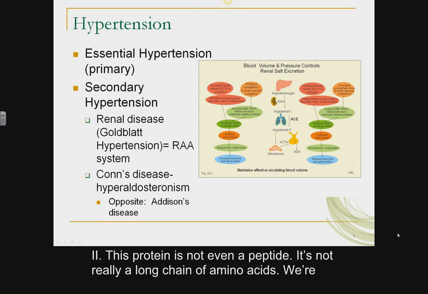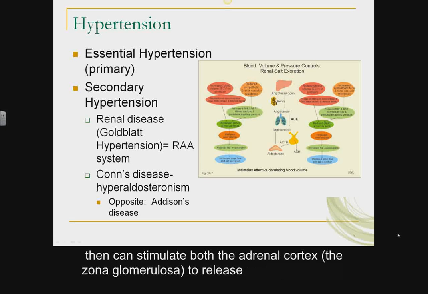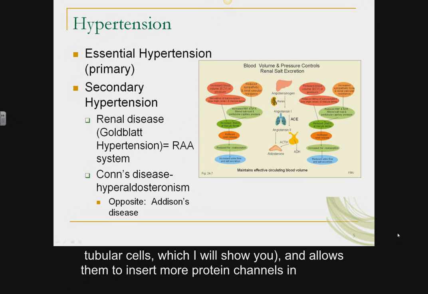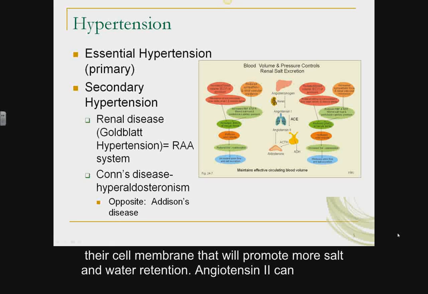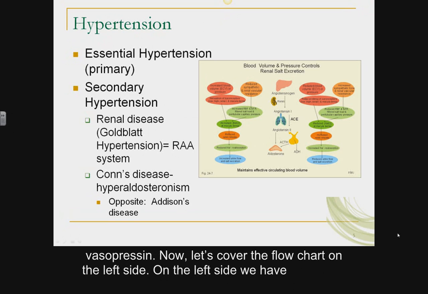This protein is not even a peptide. It's not really a long chain of amino acids. We're talking like 6 or 8 amino acids in length. It's really a small molecule. And the angiotensin 2 then can stimulate the adrenal cortex, the zona glomerulosa, to release aldosterone. The aldosterone is going to target the kidneys, specifically the late distal convoluted tubular cells, and allows them to insert more protein channels in their cell membrane that will promote more salt and water retention. Angiotensin 2 can also stimulate the release of ADH, also known as antidiuretic hormone or vasopressin.